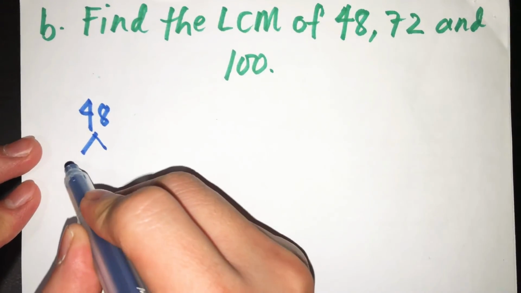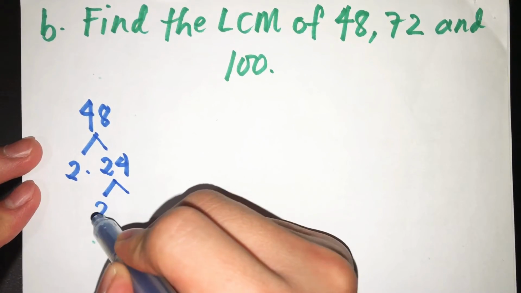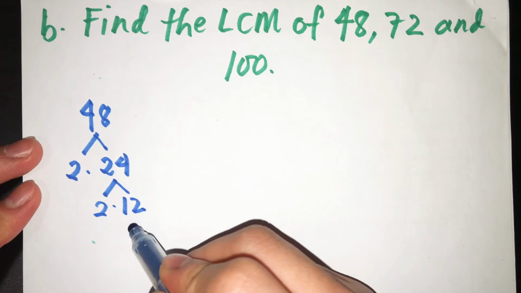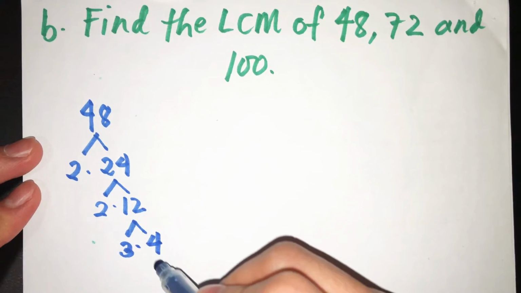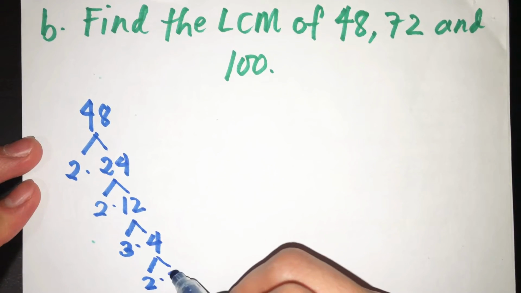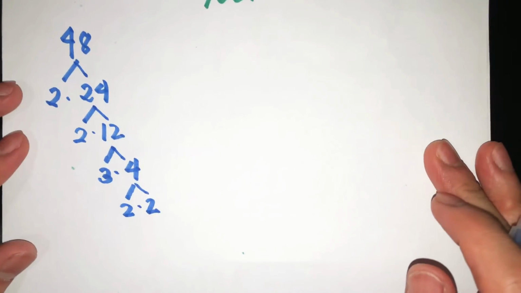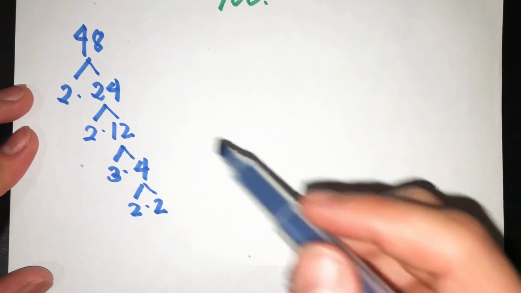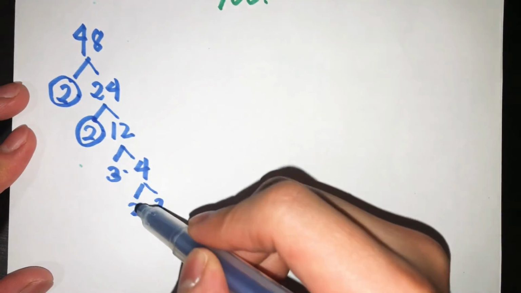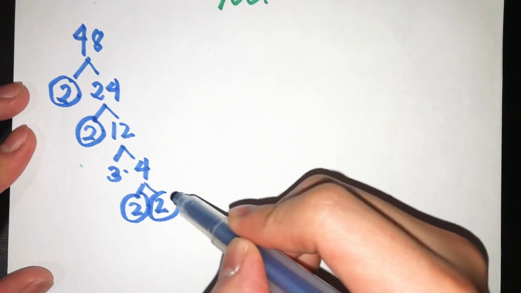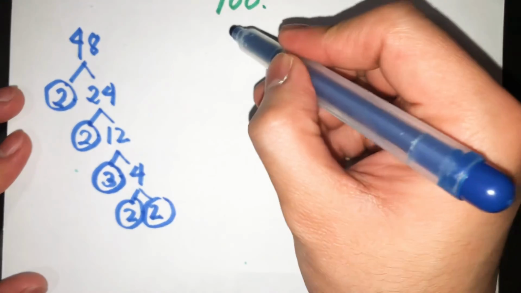So we have 2 times 24. Then we have 2 times 12. Then we have 3 times 4. Then we have 2 times 2. Okay, so the prime factors now are 2, 2, 2, 2, and 3.